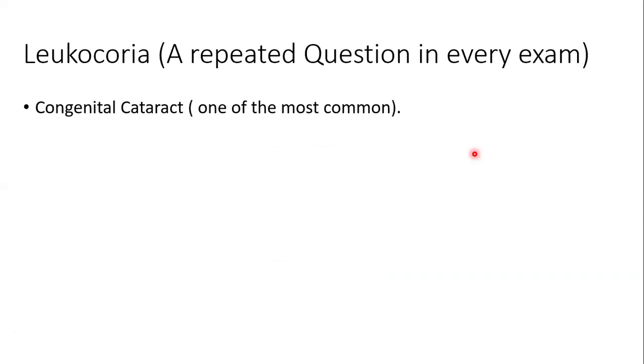Okay, so regarding leukocoria, one of the most repeated questions in every exam, you will have it in many ways or in many pictures. One of the most common is congenital cataract. Then we have retinoblastoma, the life-threatening condition. Then we have others. So usually if you have any case with leukocoria, you must mention those two: congenital cataract, because it is one of the commonest causes of leukocoria, and retinoblastoma, because it is life-threatening. So you should not forget about it.